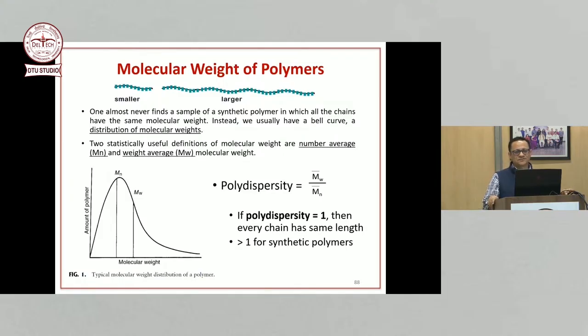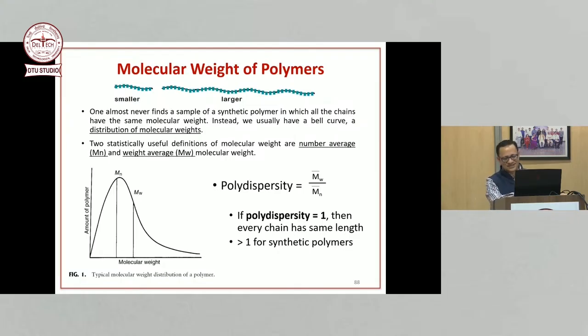Molecular weight of polymers. Like we talked earlier, when we make a polymer, they have different chain lengths. They can be very short, very long. To calculate the molecular weight of a polymer, there are two types. One is called number average molecular weight, one is called weight average molecular weight. Weight average molecular weight divided by number average molecular weight is polydispersity, and if polydispersity is 1, then chains have the same length.